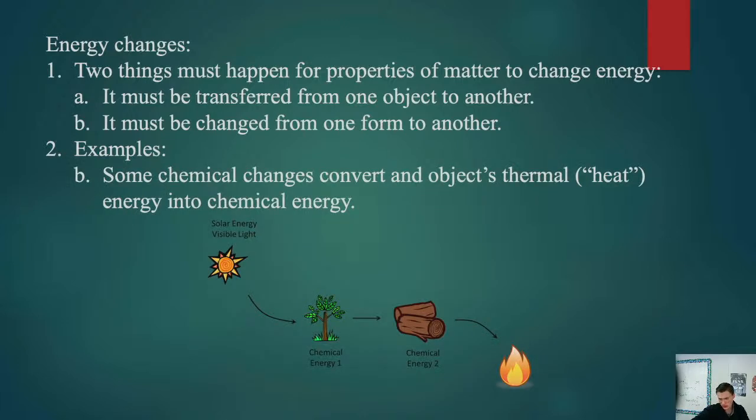Letter B, for example, some chemical changes convert an object's thermal or heat energy into chemical energy. So we have solar energy, right? It's visible light. It's matter. The sun is matter, yes. Although it's like a gas, it is still matter. You have solar energy, visible light.